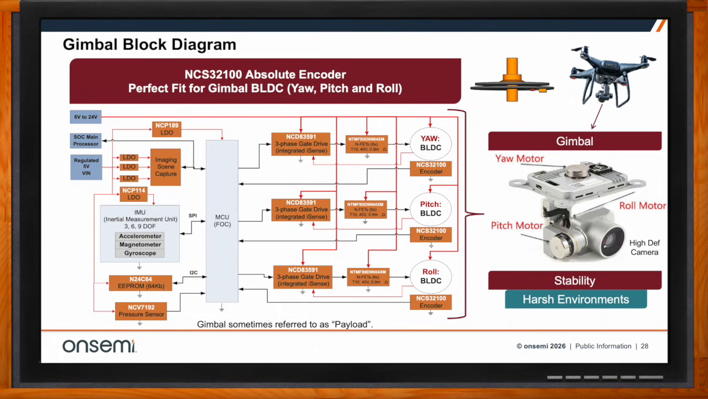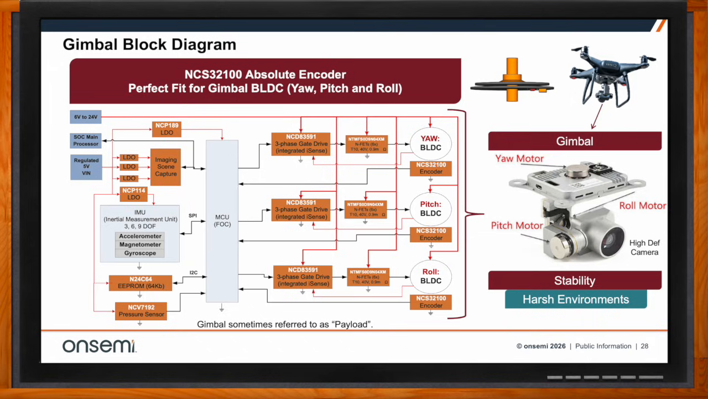And one of the big enablers for that high stability accuracy is the NCS32100 encoder that I have drawn below each BLDC, yaw, pitch, and roll. And that feeds back to the MCU that typically is running field-oriented control. These motors are boutique motors. They're specialized, so the motors themselves don't vibrate too much to cause any buzzing or movement when you're trying to do this high-quality imaging. And it's all tied into the inertial measurement unit with the accelerometer, magnetometer, and gyro, with the EEPROM and the pressure sensor and all these other products all kind of tie in to make this a very, very accurate solution.